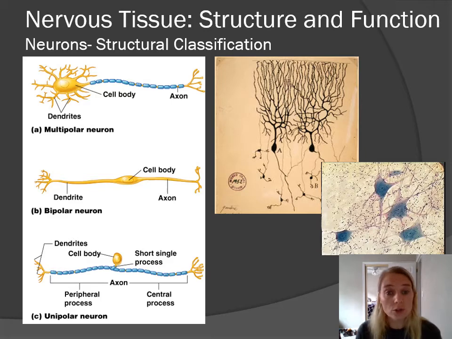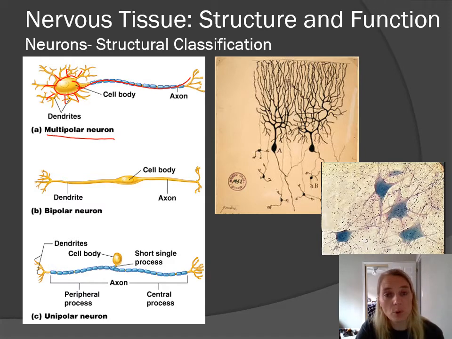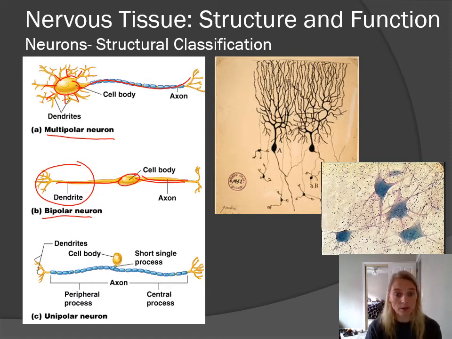Now, if we take a look at structural classification, we've already identified the multipolar neuron, right? So we saw the cell body with all of these dendrites sticking off and one long axon. That's why it's called multipolar, because it has multiple little poles or things sticking off of the cell body. The next class is called a bipolar neuron. So it's got the kind of bulgy cell body in the middle, so that's going to have the nucleus and the mitochondria and stuff. And it has two processes coming off.